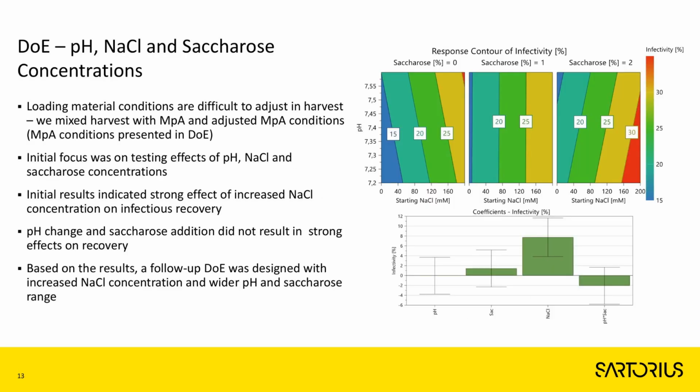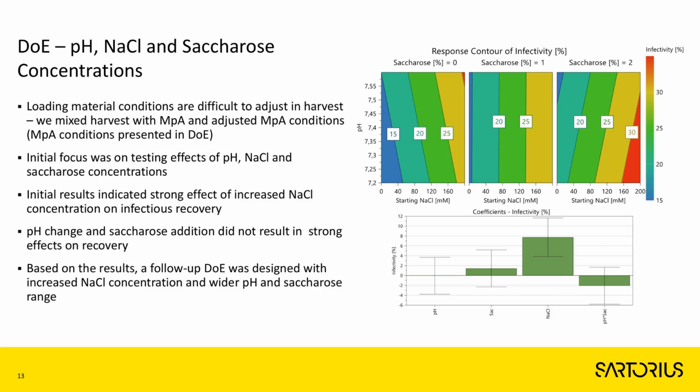So as mentioned, the goal of the DOEs was to improve the loading conditions under which we would get better downstream process recovery. However, the loading conditions are difficult to adjust in the clarified harvest. As such, we decided to simplify the process by mixing the clarified harvest with mobile phase A. And we adjusted the conditions in the mobile phase A. So the conditions that you see on the right are the conditions that have been used in the mobile phase A.